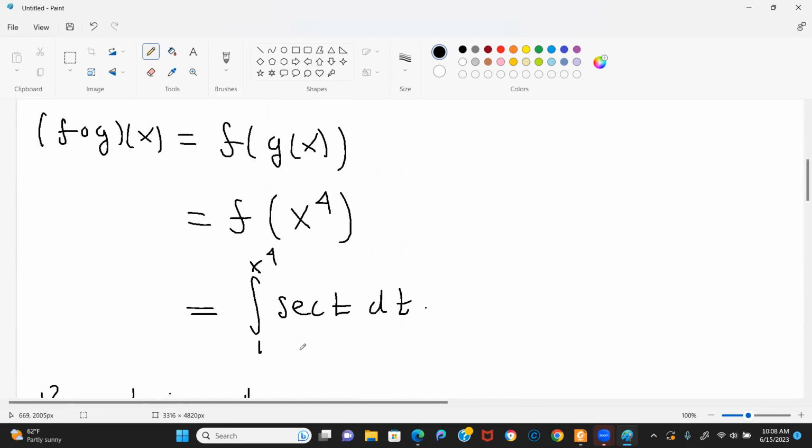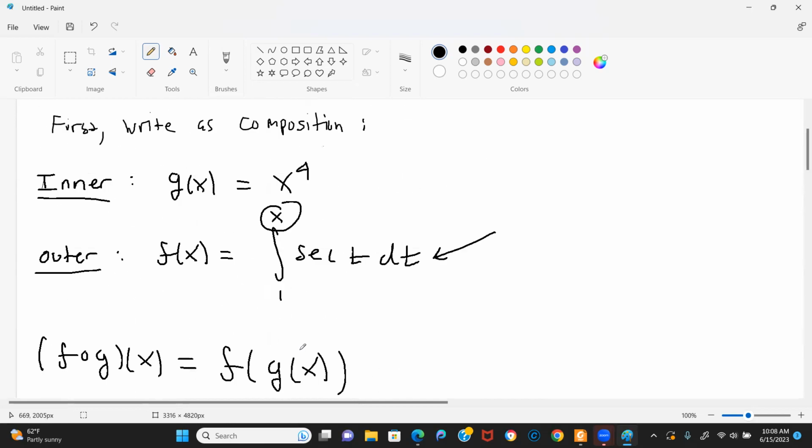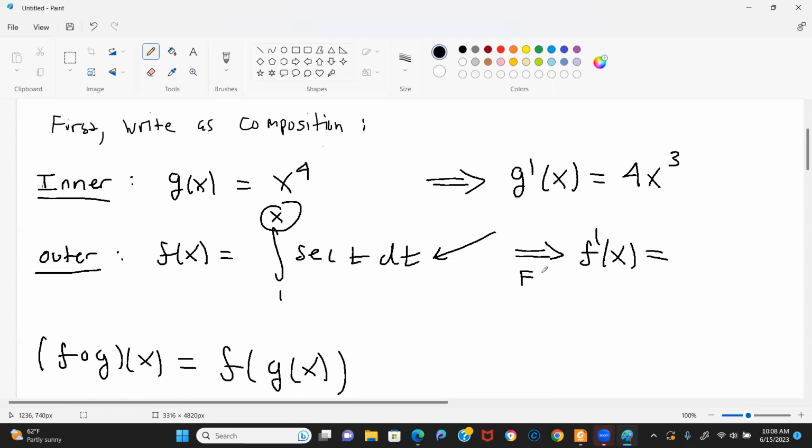So maybe I should have written my derivatives up here. Let's go up here and compute these derivatives. The derivative of g is g prime, which is 4x to the third, by the ordinary power rule. And then f prime, we get by the fundamental theorem of calculus. So f prime of x is going to be secant of x.